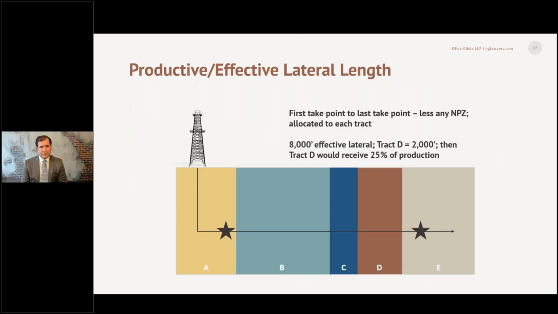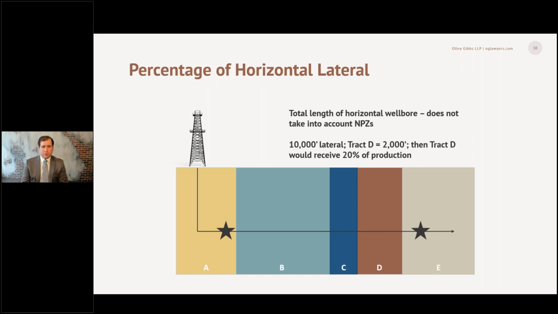And so we have some handy graphics here showing how, for each tract, those 4 different methods are generally calculated. Here's one for the lateral length, showing if you have productive lateral, 8,000 foot effective lateral, 2,000 of it is tract D, and tract D is going to get 25% of production. The next one is the horizontal lateral, where you aren't necessarily looking at productive lateral, but you're looking at the total length of the lateral. And this one, if you have a 10,000 foot lateral, tract D is 2,000 feet of it, crosses through that tract D would get 20% production.